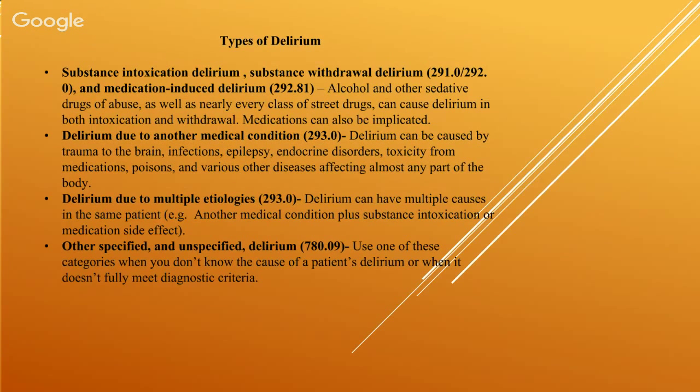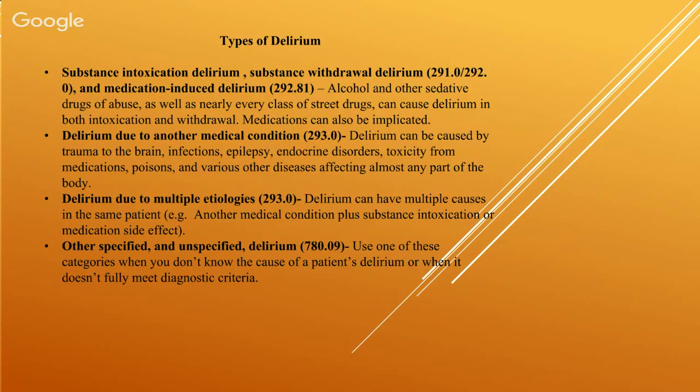Types of delirium. There are four types of delirium: substance intoxication delirium, substance withdrawal delirium, and medication-induced delirium. This includes alcohol and other sedative drugs of abuse, as well as nearly every class of street drugs. Street drugs can cause delirium in both intoxication and withdrawal. Medications also can be implicated.